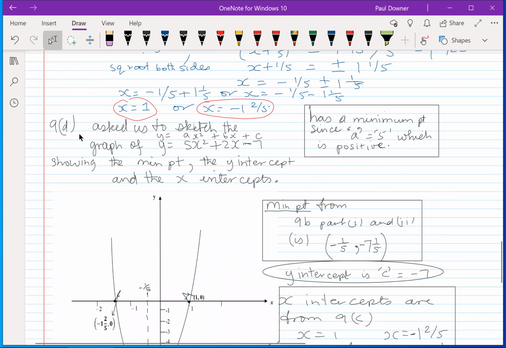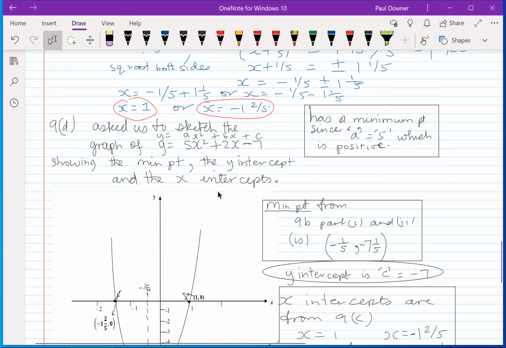In 9 part D of the May-June 2005 paper, right, they said to us, which was the crux of the whole problem, sketch the graph. How are we going to sketch this graph of y equal to ax squared plus bx plus c? Or in this particular case, the graph of y equal to 5x squared plus 2x minus 7. But when we sketch it, they want us to show them the minimum point, the y-intercept, and the x-intercepts.